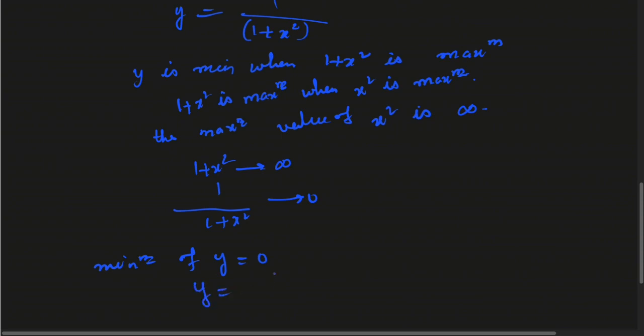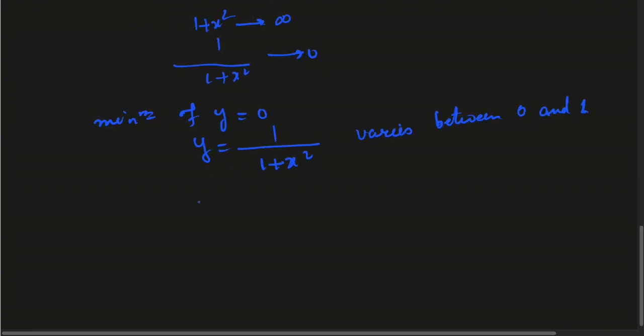This means that the function y equals 1 upon 1 plus x square varies between 0 and 1. So how will we show this mathematically? y belongs to 0, 1. Now how will we put the brackets? At 1 we will put a square bracket. Why? Because when we put 0, then y becomes 1, and 0 is in the domain of this function.